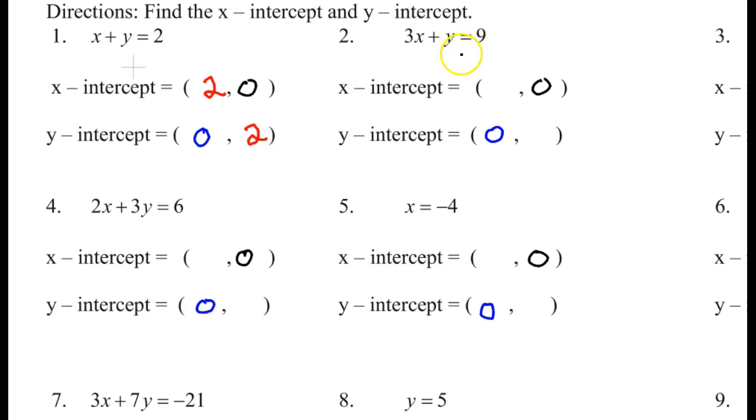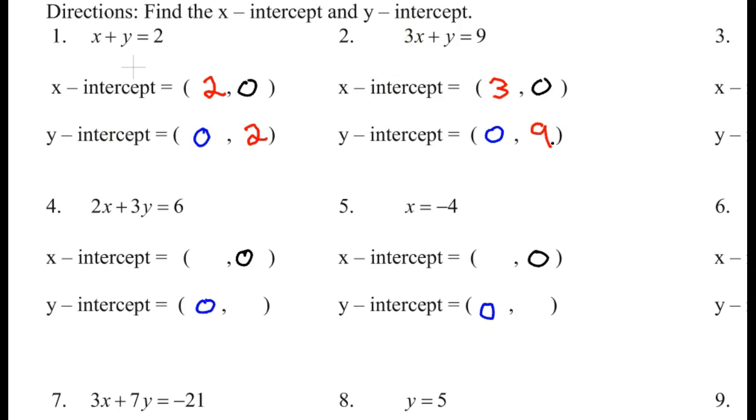You can do this in number 2 as well. Plug in 0 for y, so cover up y. You can see 3 times what is 9? 3, right? 3 times 3 would be 9. So the x equals 3. And same thing here, plug in 0 for x. So if you cover that up, y equals 9. And it could be a pretty fast process.